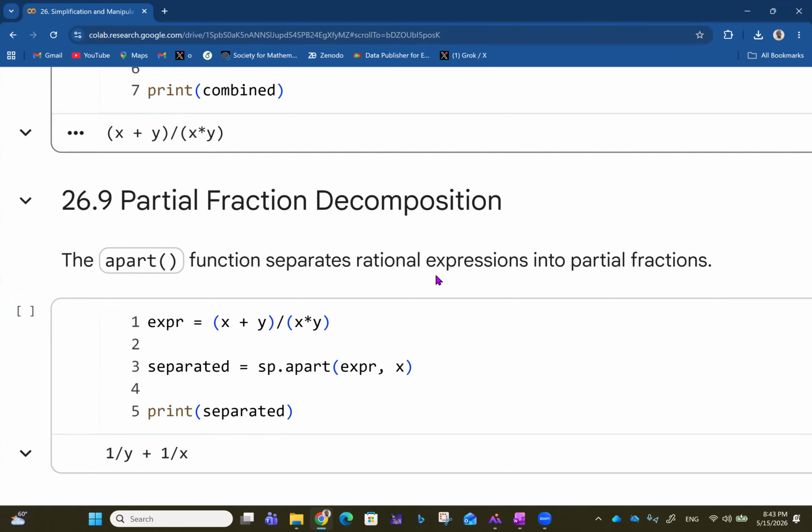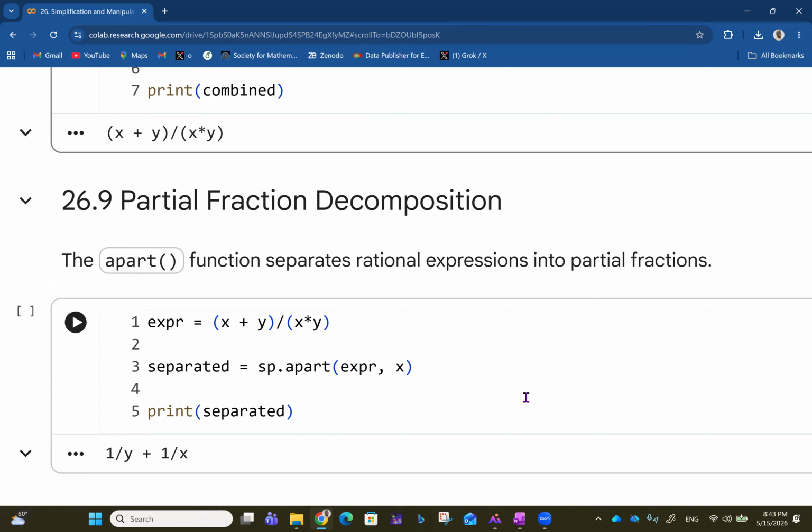So the apart function separates rational expressions into partial fractions. Imagine the same x plus y over xy that we got from 1 over x plus 1 over y. We can separate it. So for separated, you have sp dot apart. That's talking about partial fractions. So apart expression, comma x. You print separated, you have 1 over y plus 1 over x. So we go back to where we are coming from. It separates rational expressions into partial fractions, and that's the job it's doing right there.